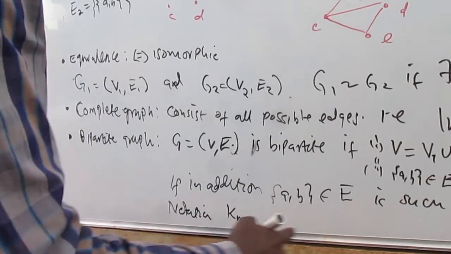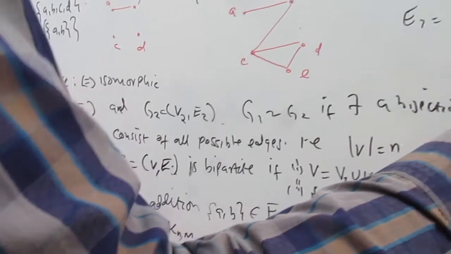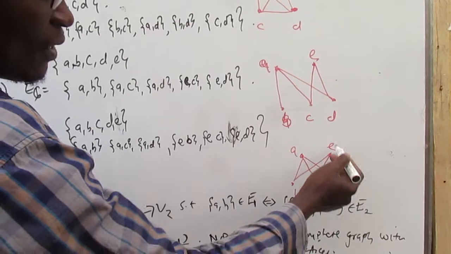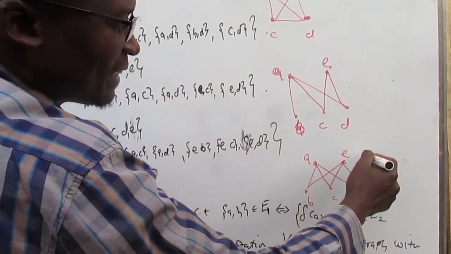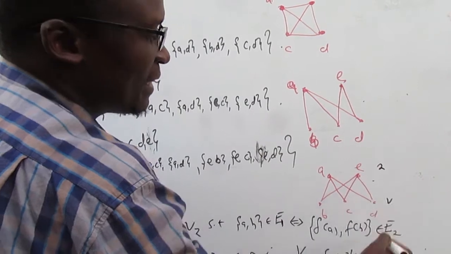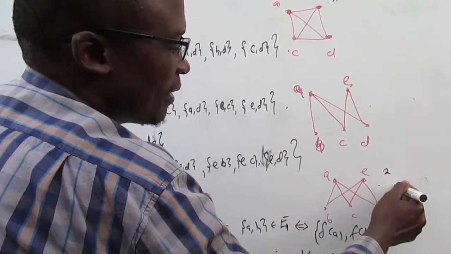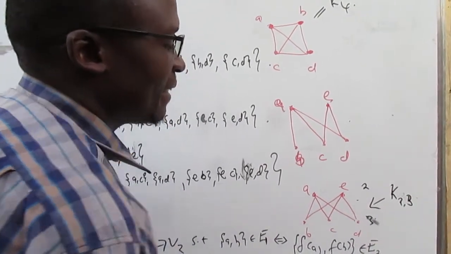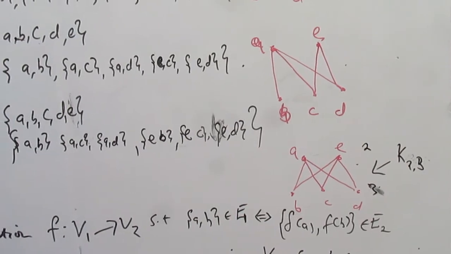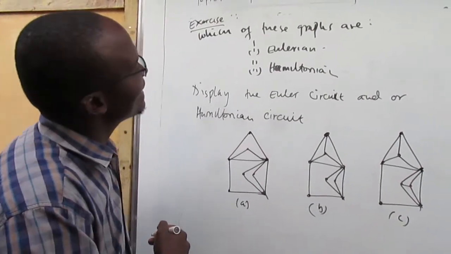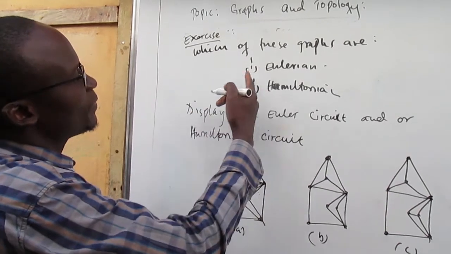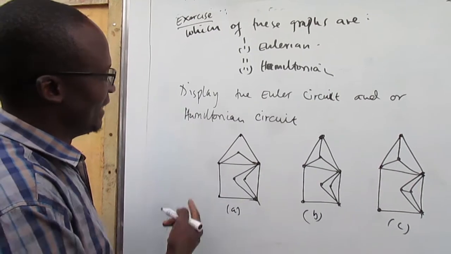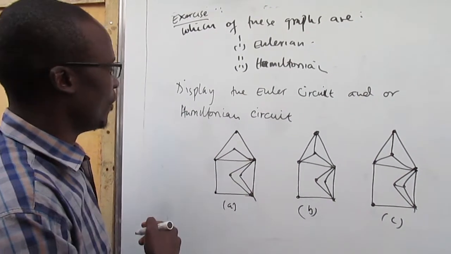So for example, in this case we have a complete bipartite graph. These two are bipartite, but this is a complete bipartite graph, with a vertex set with 2 elements and a vertex set with 3 elements. So this is an example of a complete bipartite graph with the subscripts. Maybe as an exercise, test which of these 3 graphs are Hamiltonian or Eulerian, and in each case display the Euler circuit or the Hamiltonian circuit.